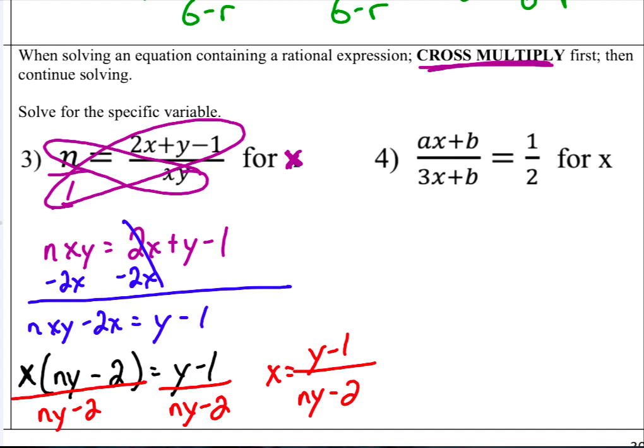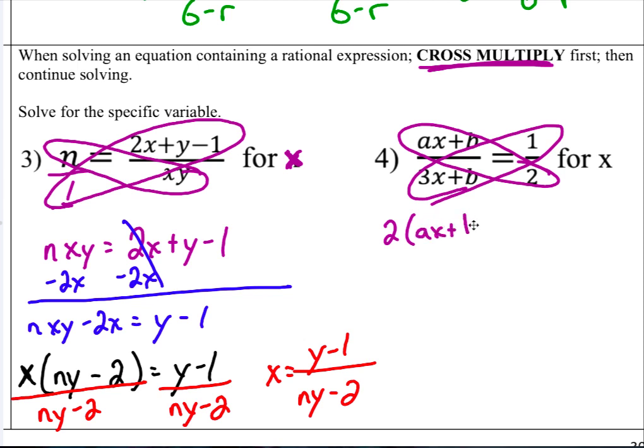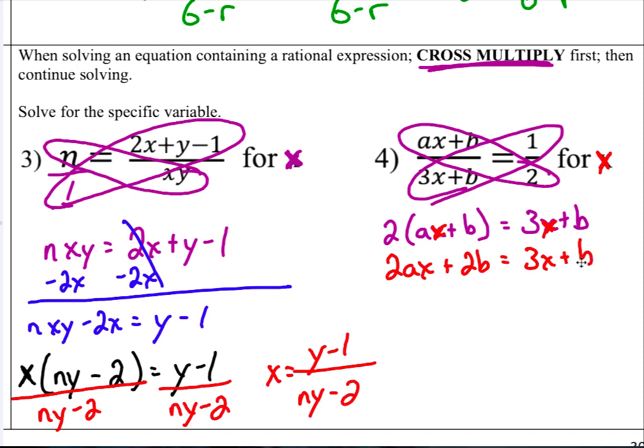So again, when we have two fractions equal to each other, find your cross products. So 2 times ax plus b equals 1 times 3x plus b. In this case, I want to focus on the x. So I get 2ax plus 2b equals 3x plus b. I'll move all the x's to the left, so I'm going to subtract 3x. I'm going to subtract the 2b to the other side.